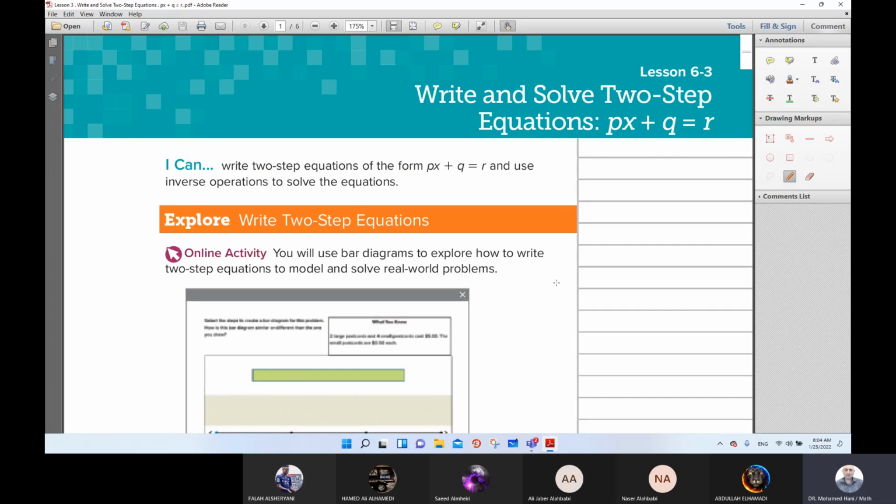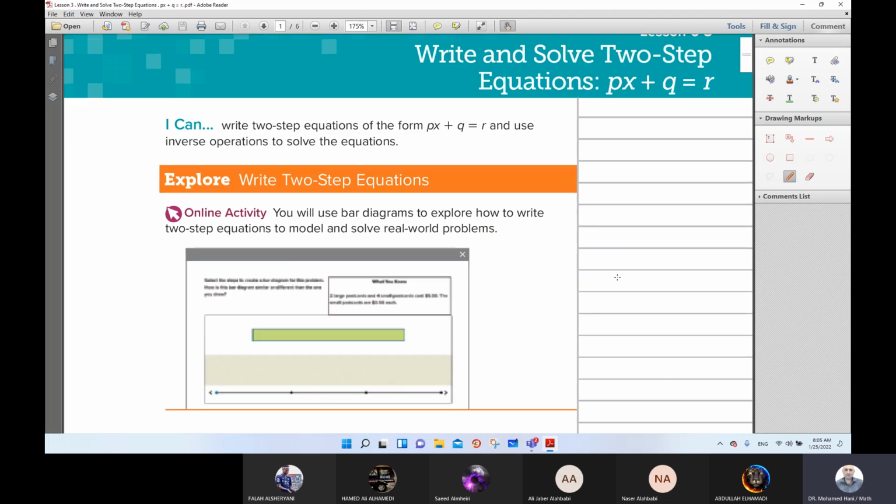Math grade 7. We are in module 6, lesson 3. Write and solve two-step equations px plus q equals r. In this lesson, we want to write two-step equations of the form px plus q equals r and use inverse operations to solve the equation.